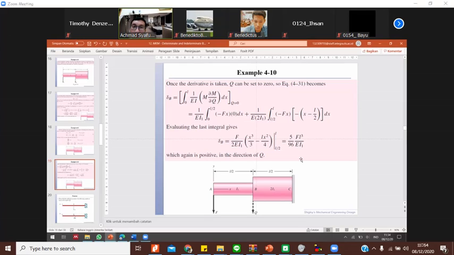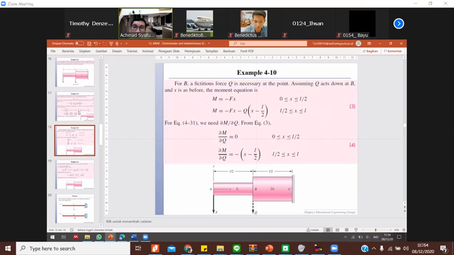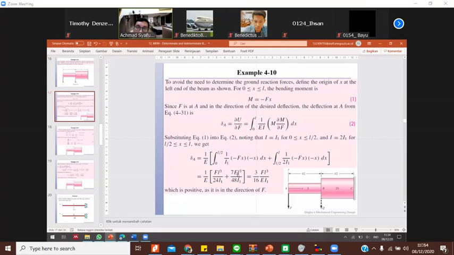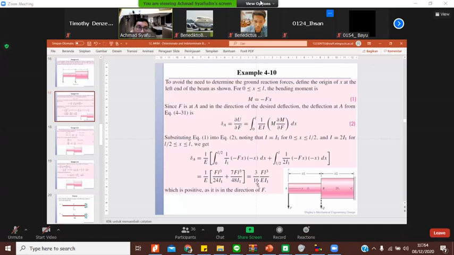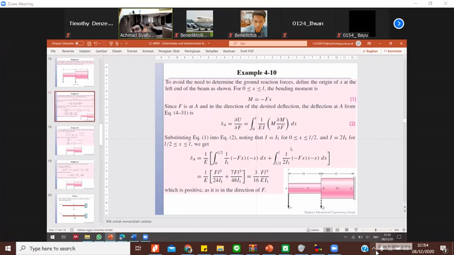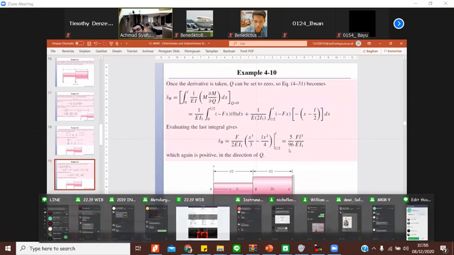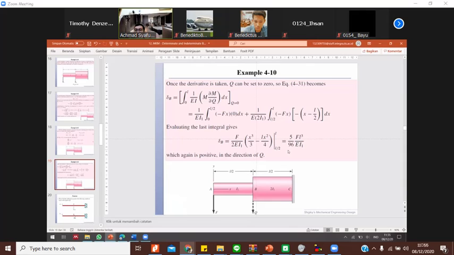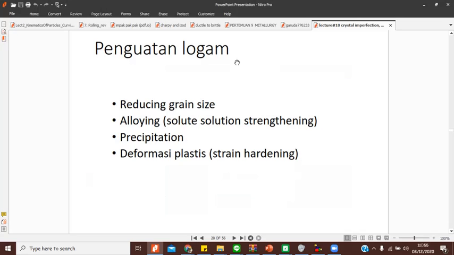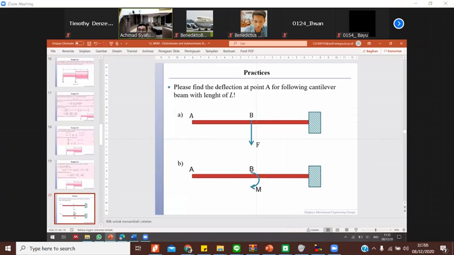So the deflection of point B again is positive, but smaller than the deflection of point A, sorry, equal to 3 per 16, 3 per 16, and here factor per 96. So this is small. But this makes sense.